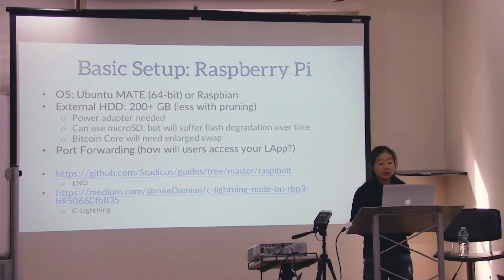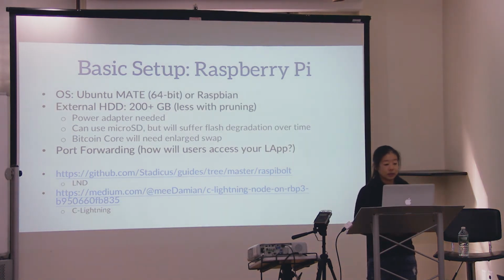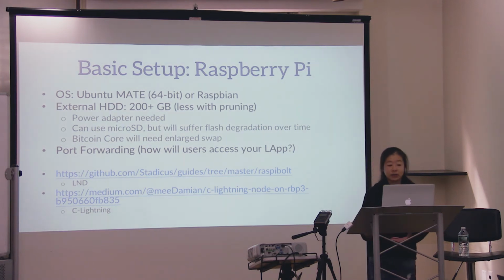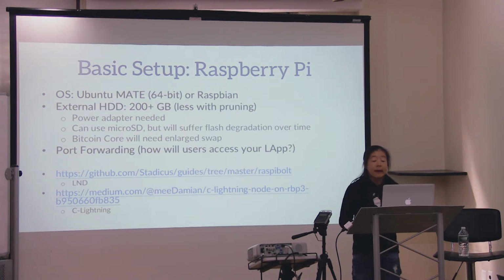So the basic setup, if you want to throw everything just on a Raspberry Pi, you can use Raspbian, or I prefer Ubuntu Mate because it's 64 bits, assuming you have a Raspberry Pi 3. If you don't want to do any pruning with your full node, you'll need an external hard drive or a very expensive SD card, which sort of defeats the purpose of unfairly cheap hardware. This means you're going to have a power adapter, you're going to have to plug it in, and it's not going to be super mobile. And if you're using a Raspberry Pi 2, you'll need to enlarge your swap space.